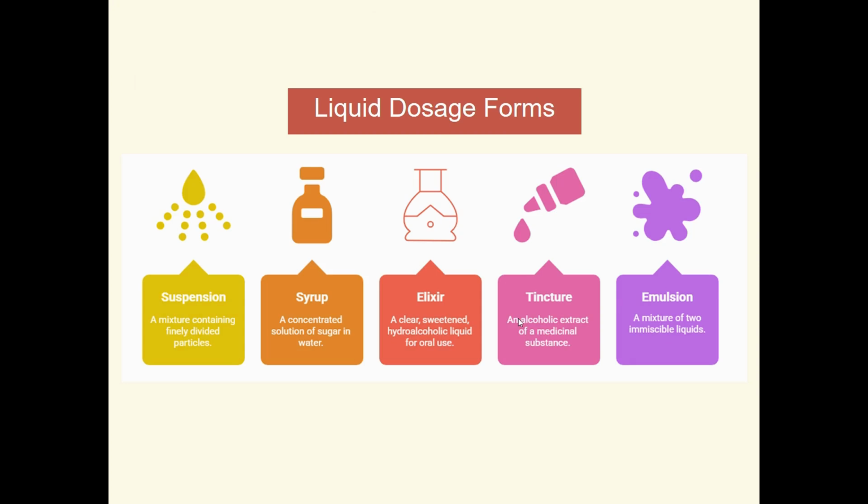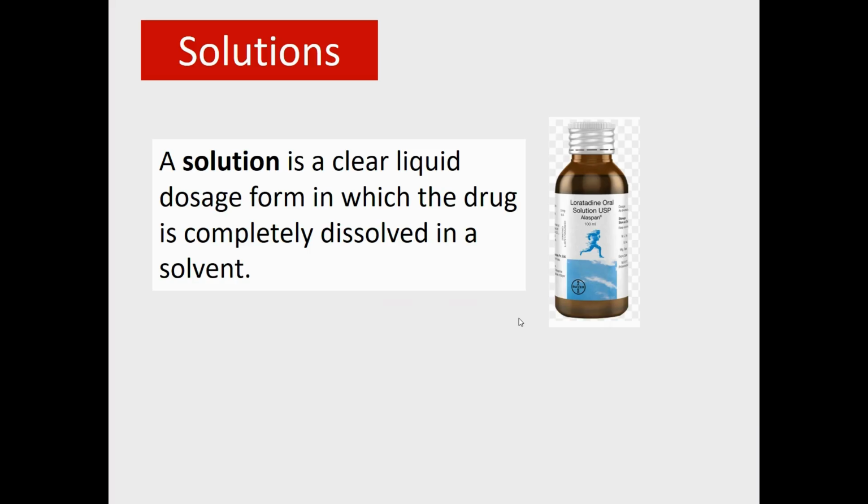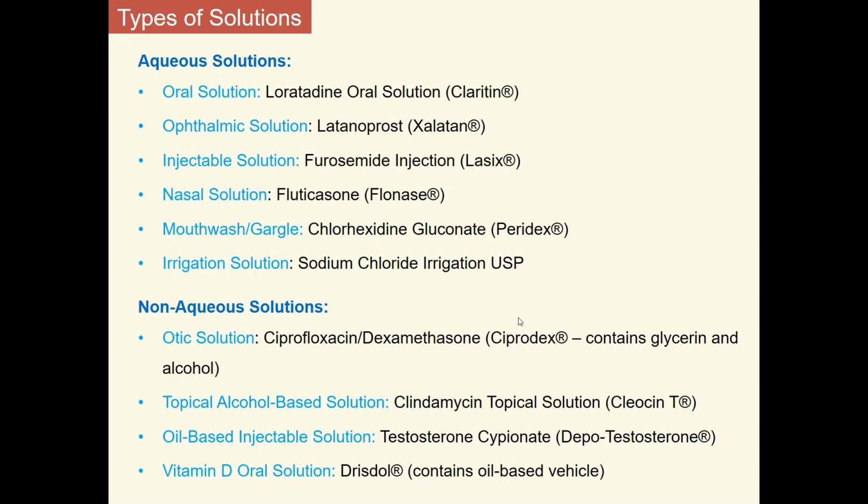Next, liquid dosage forms. Liquid dosage forms come as solutions, suspensions, syrups, elixirs, tinctures, and emulsions. A solution is a clear liquid dosage form in which the drug is completely dissolved in a solvent. So it is a clear liquid and the drug is dissolved in solvent. There are two types of solutions: aqueous solutions and non-aqueous solutions.